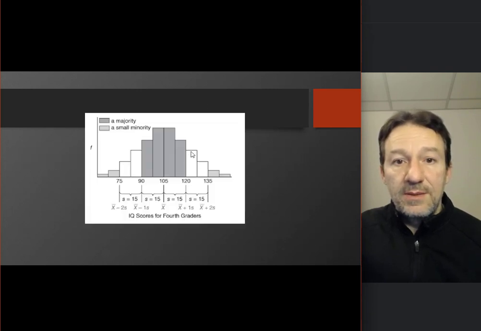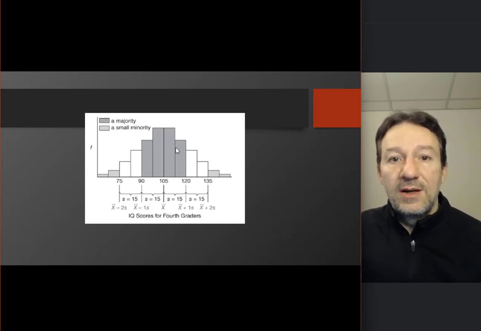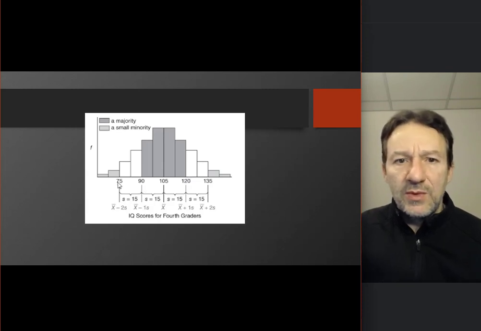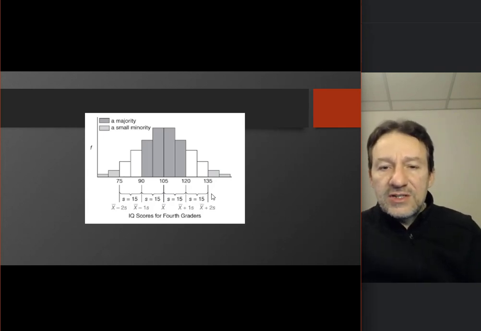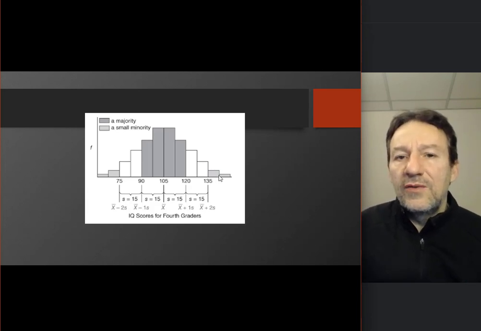So about 68% of our scores are going to be within this one standard deviation either direction. This shaded part right here. 68% of the scores are within that. So 68% are between 90 and 120. A very small percentage of scores will be 2 standard deviations away. So in this case, 2 standard deviations down is 75. Going this direction is 135. So only a very small number are going to have an IQ of over 135 or under 75.